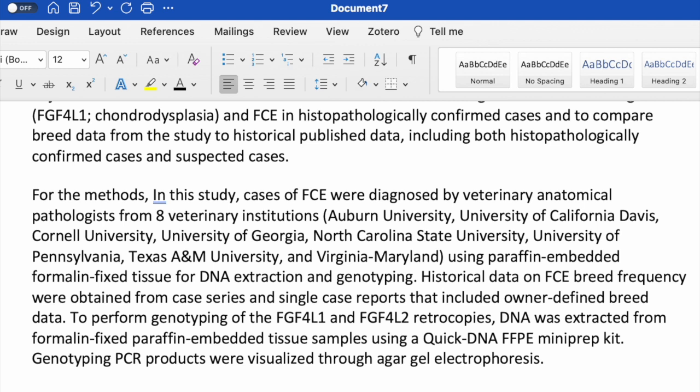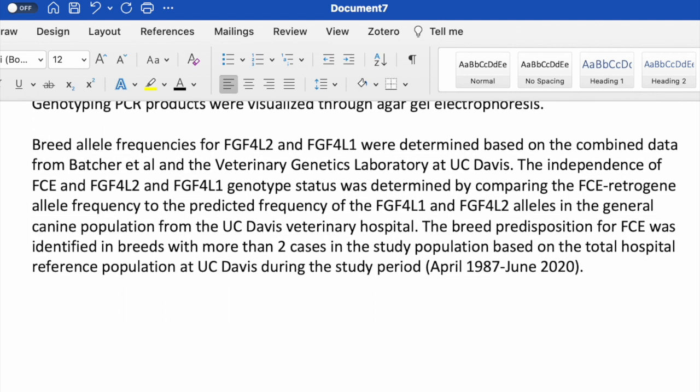To perform genotyping of the FGF4L1 and FGF4L2 retrocopies, DNA was extracted from formalin-fixed paraffin-embedded tissue samples using a QuickDNA FFPE miniprep kit. Genotyping PCR products were visualized through agarose gel electrophoresis. Breed allele frequencies for FGF4L2 and FGF4L1 were determined based on the combined data from Batcher et al. and the Veterinary Genetics Laboratory at UC Davis.